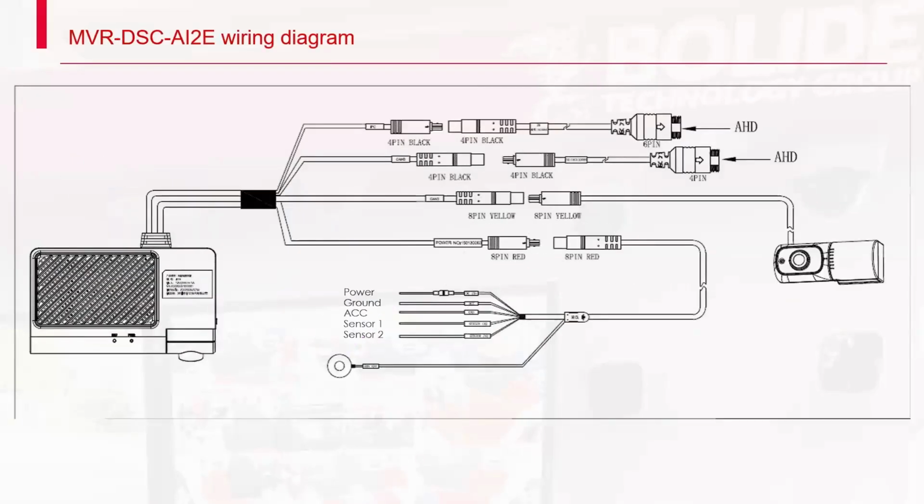Quick wiring diagram overview of what we get on the wire harness. So if we take a look at the image, at the top, we're going to get the connections for the 2 additional cameras. Again, those are 720 high-def cameras. We have a yellow cable which connects to our forward-facing camera. That's the driver's side camera. And then we have a red cable that's going to have all of our power leads, our ground, our accessory wire, our 2 sensor wires, and our panic button. So that's just a quick overview of what the wiring looks like.